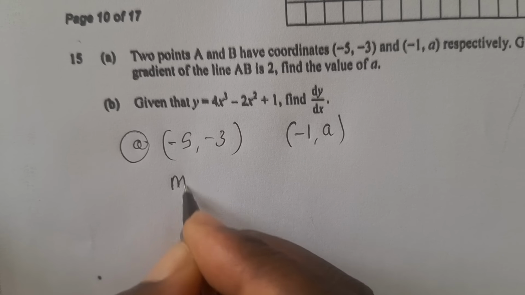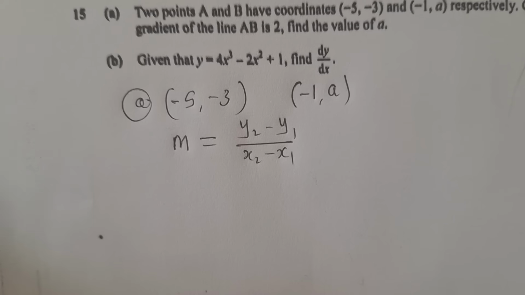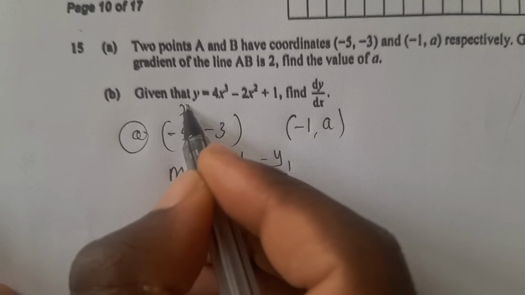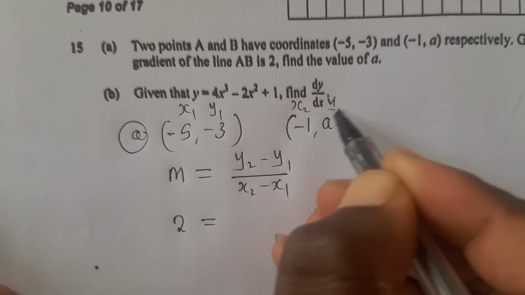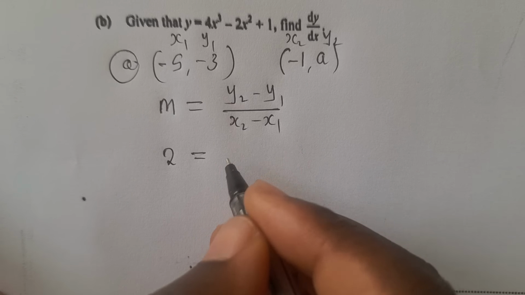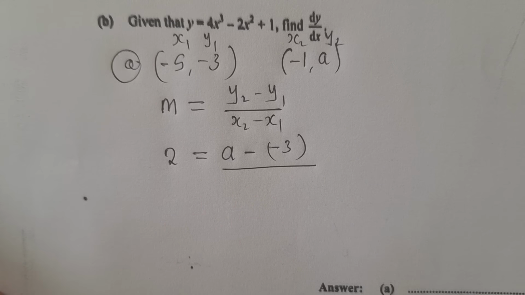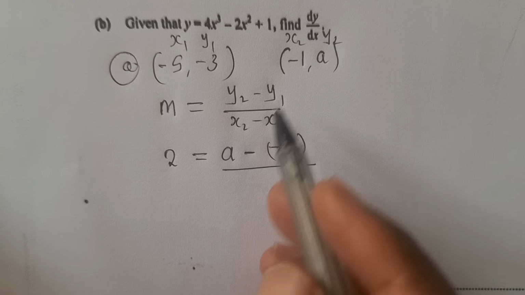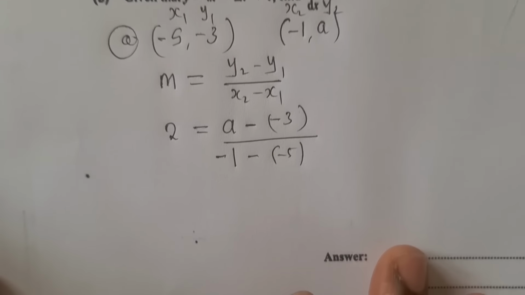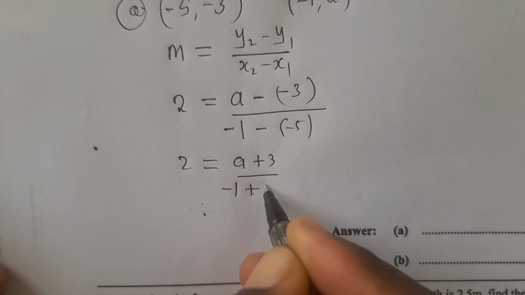So we are going to say m equals y2 minus y1 over x2 minus x1, which is equal to 2. We can say this is our x1, y1, x2, y2. Our y2 is a, minus our y1, which is -3. Remember to put it inside brackets because of the negative sign. This is -1 minus -5. So I've got 2 is equal to a plus 3 over -1 plus 5.